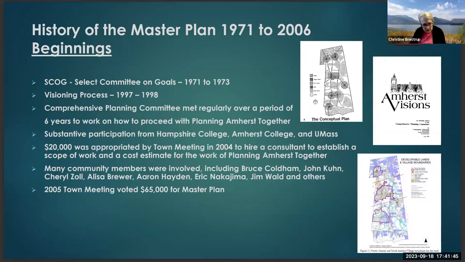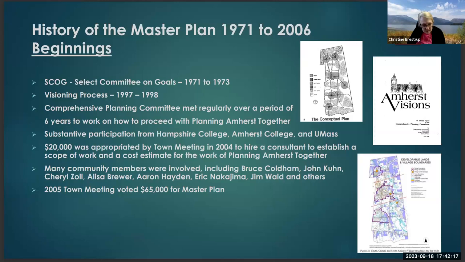He was on the planning board back then. John Kuhn, who's a retired architect in town, but he's still doing some work. Cheryl Zoll, who was the Amherst Survival Center director. Alyssa Brewer, who was very prominent. She was a town meeting member, select board member, and then a town council member. And Aaron Hayden, who was the chair of the planning board, and also he was on the select board. Eric Nakajima was the chair of the Comprehensive Planning Committee, and Jim Wald and many others.